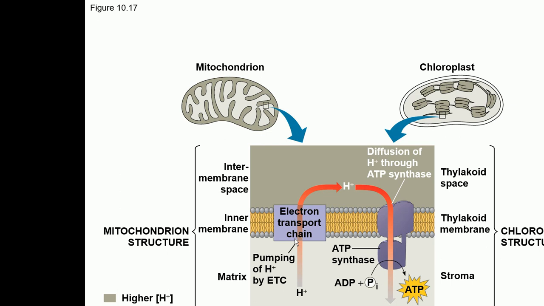But in photosynthesis, the protons are pumped from the stroma region to the thylakoid space, and as a result of that, there is an accumulation of more protons in this region and less in this region. There is a high concentration of protons here, and a low concentration of protons here, then they fall back from this region to this region through ATP synthase, and it results in the formation of ATP.